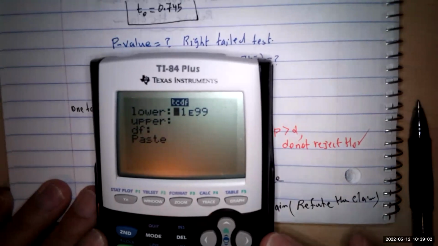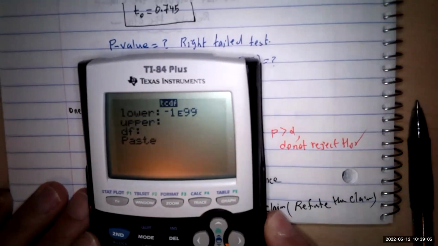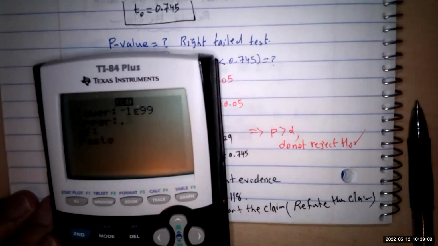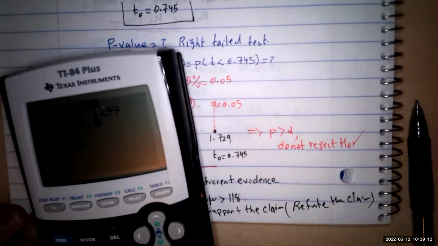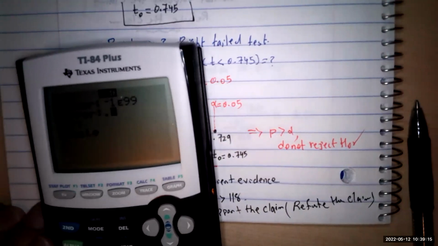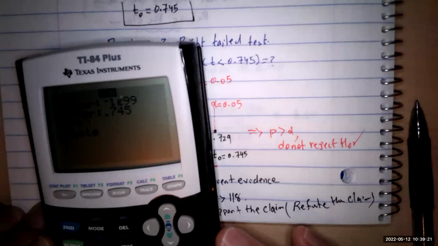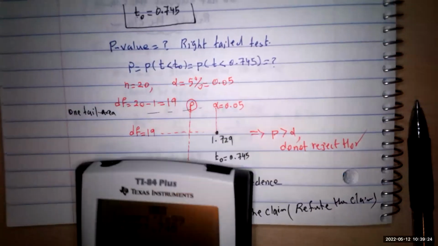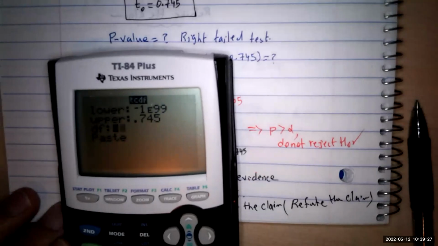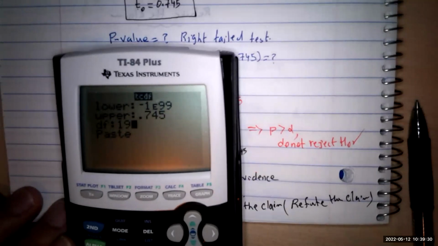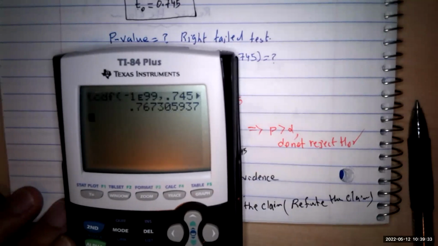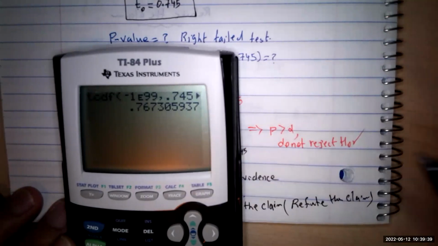And then I go for the upper. The upper is going to be the number that I have, which is 0.745, the T0. Then I have to give the DF, and the DF was in this case 19. So we get the DF of 19. Then you paste it and click. That's it. This is your p-value, 0.76, a very high number, 77% you get for the p. Your alpha is only 5%, so it's very much bigger.